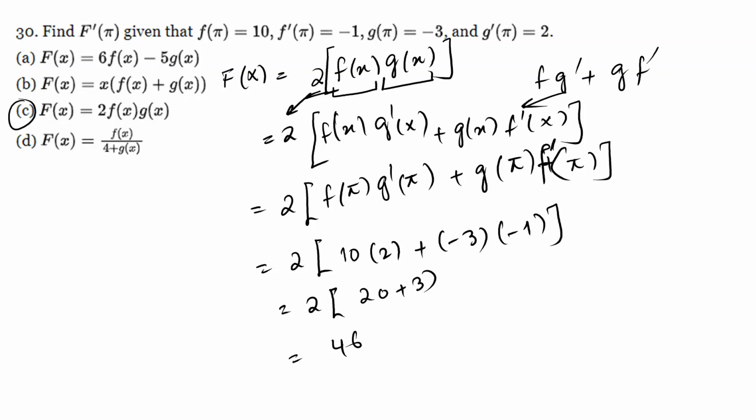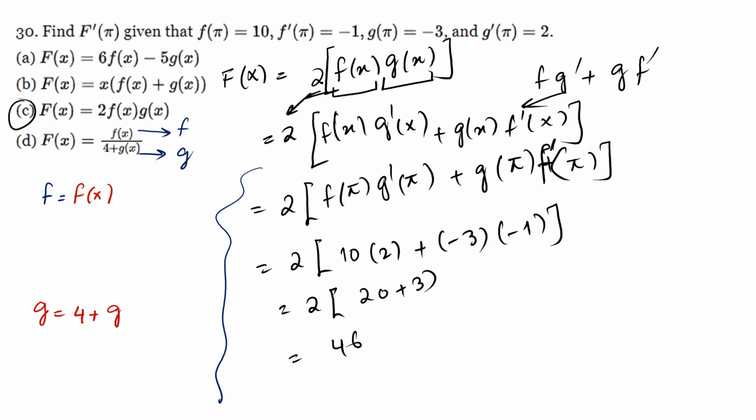Now look at the D part. The D part is written in the form of a quotient. So the above one is f and the denominator is g. First of all, see what my f is according to the question. According to the question, f is f of x and g is 4 plus g of x. I am just separating them.